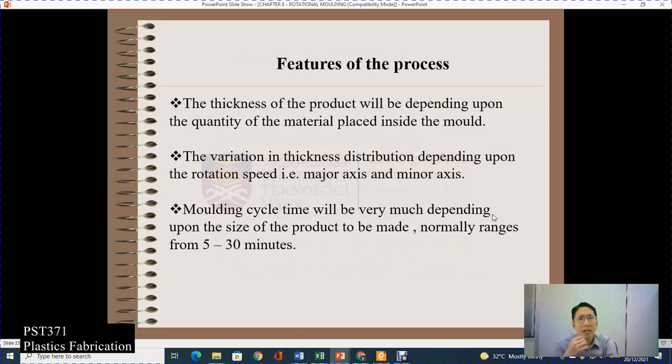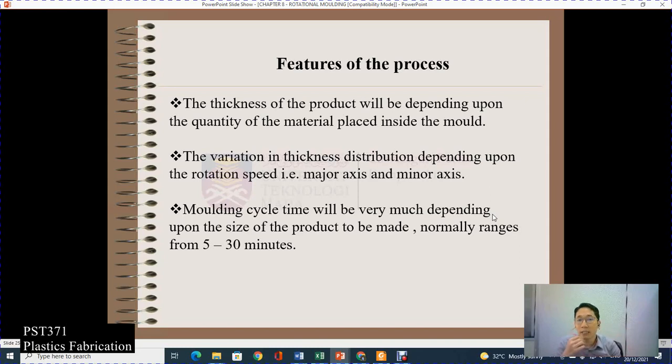Features of the process: the thickness of the product will depend upon the quantity of the material placed inside the mold. So the more the material, the thicker the molded part will be. For rotationally molded parts, the variation of thickness distribution depends upon the rotation speed, whether it is the major axis or the minor axis. If the major axis is rotated faster, the top and bottom thickness will probably be slightly thinner as compared to the side wall of the product.